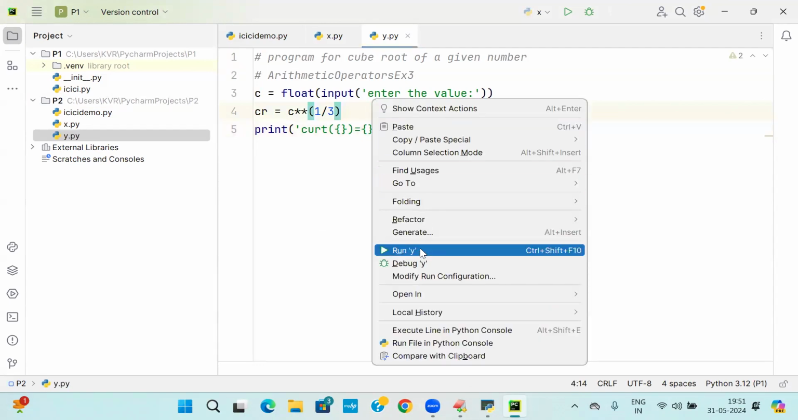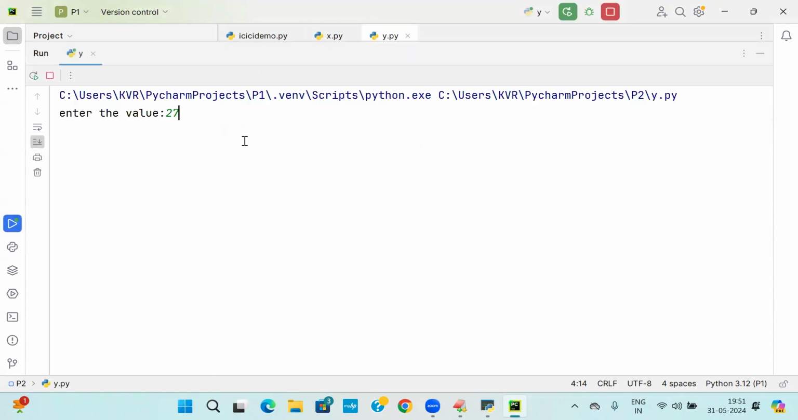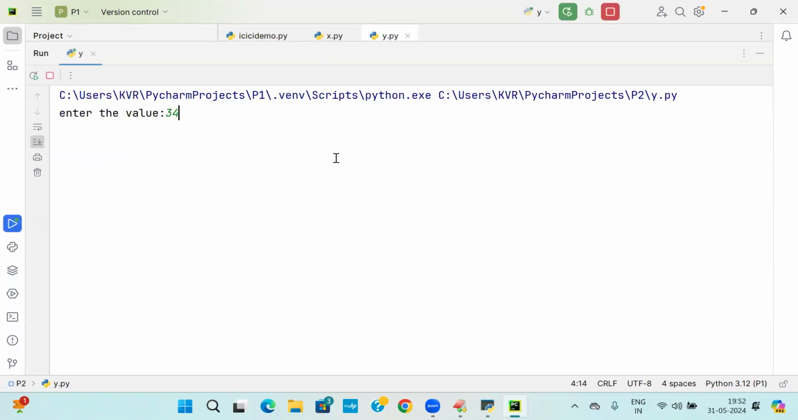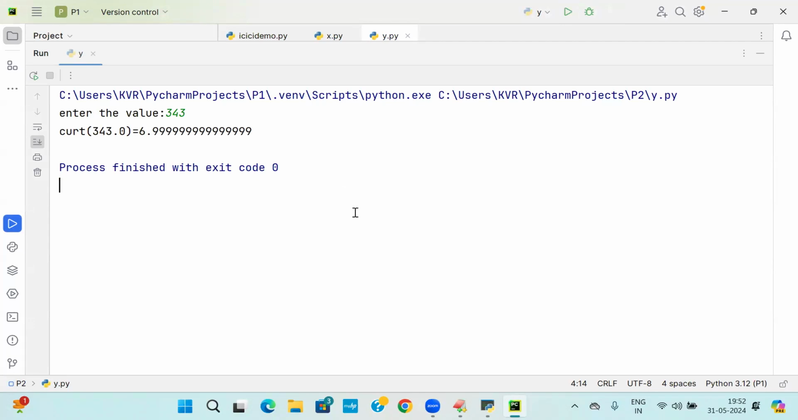See students, run this now. Here I'm entering 27. I'm getting 3. Perfect answer. You have written good code. 343. Okay, 343. What is the cube root of 343, my dear student? Code gives how much? So almost it is going to be 6.999. So it is saying correct.